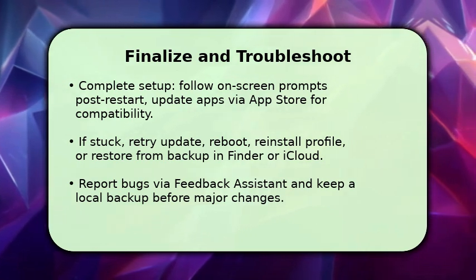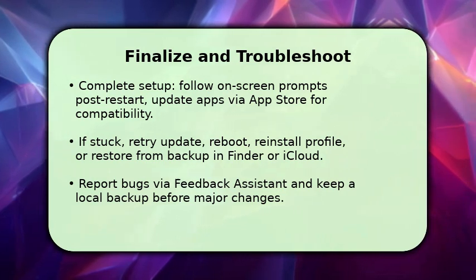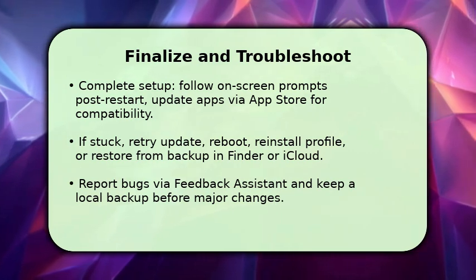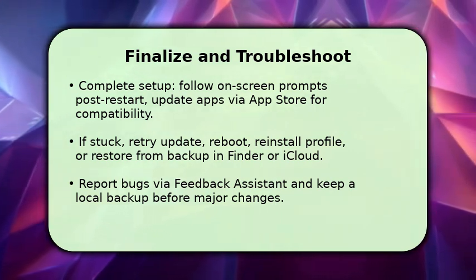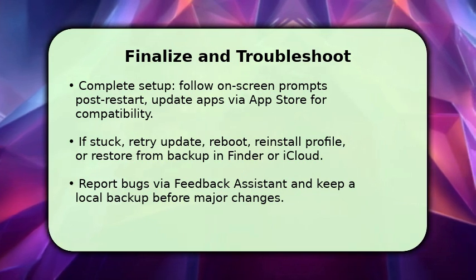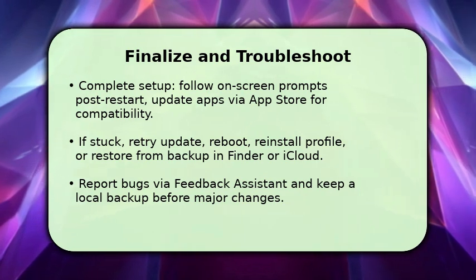If the install fails or the device is stuck in a loop, try rebooting, remove and reinstall the beta profile, then retry downloading. If problems persist, restore from your Finder or iCloud backup to return to stable software. Always file issues in Feedback Assistant so Apple can address bugs, and keep a recent backup before major changes.